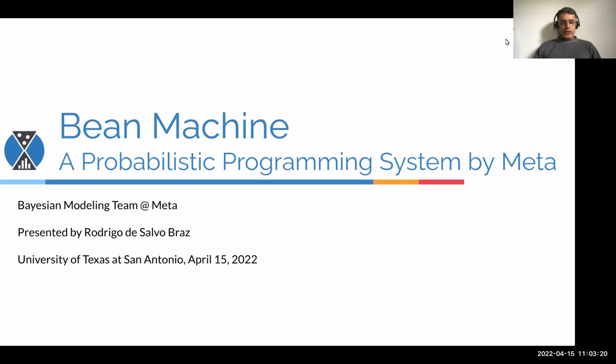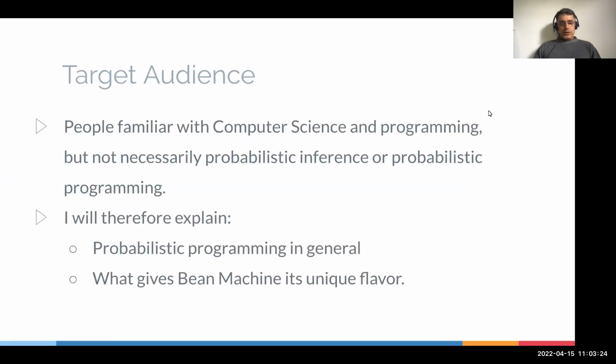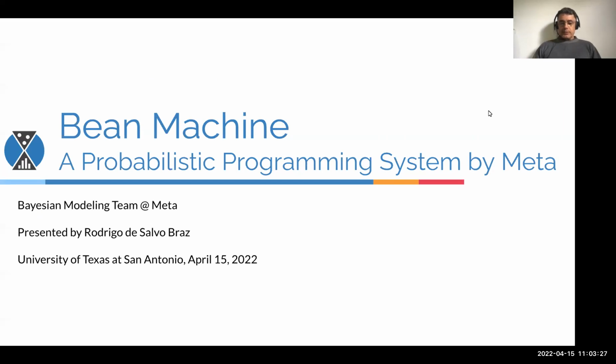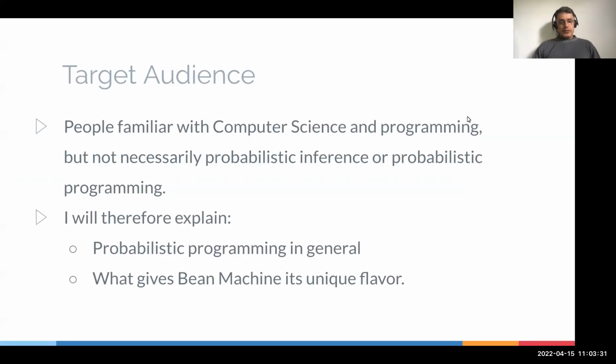So I'm going to talk to you about Beam Machine, which is our probabilistic programming system developed at Meta. The target audience is just people with a computer science background, software engineers, and so on, who may not know very much about probabilistic inference and probabilistic programming. So I'm going to explain probabilistic programming in general, just to get the general idea, and then go into details about Beam Machine and what gives it a unique flavor.